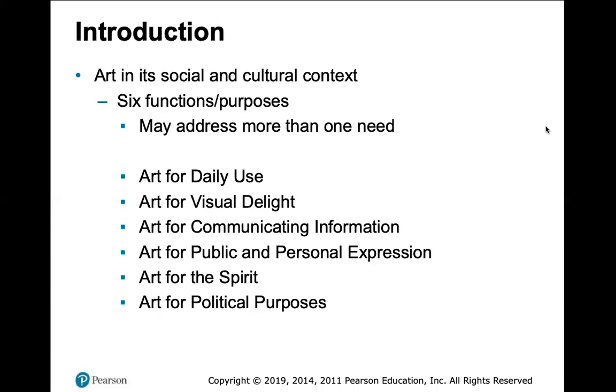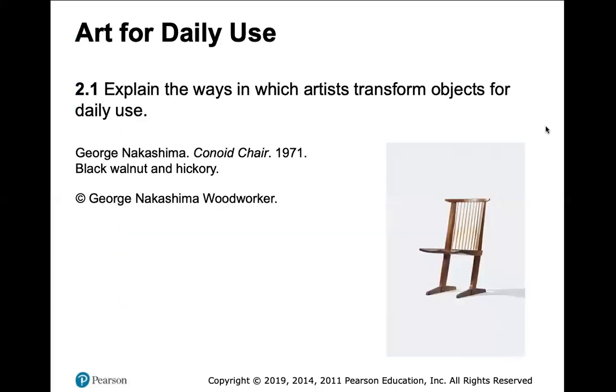And so the different purposes of art include art for daily use, art for visual delight, art for communicating information, art for public and personal expression, art for the spirit, and art for political purposes. So the first example is a chair, which is actually an example of art for daily use.